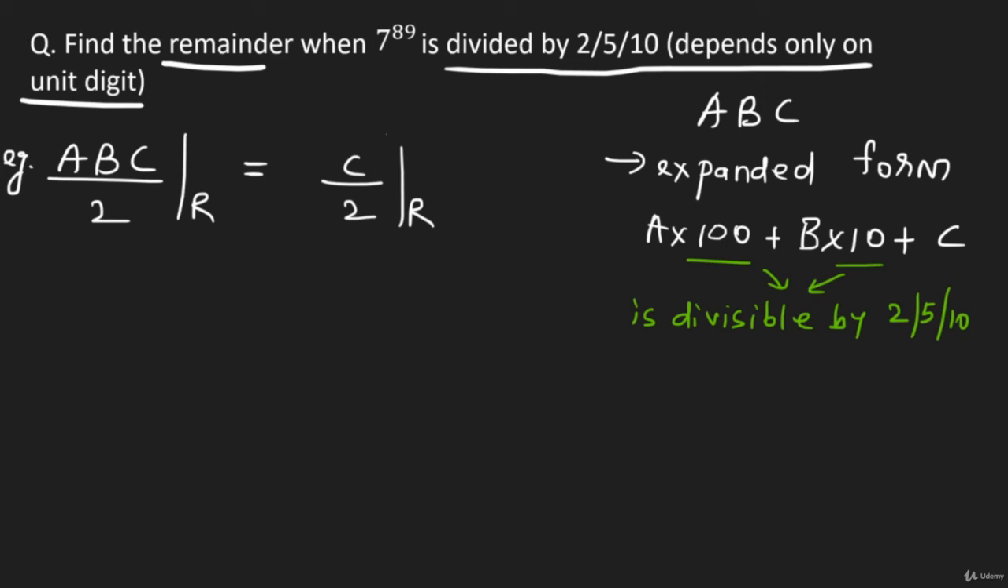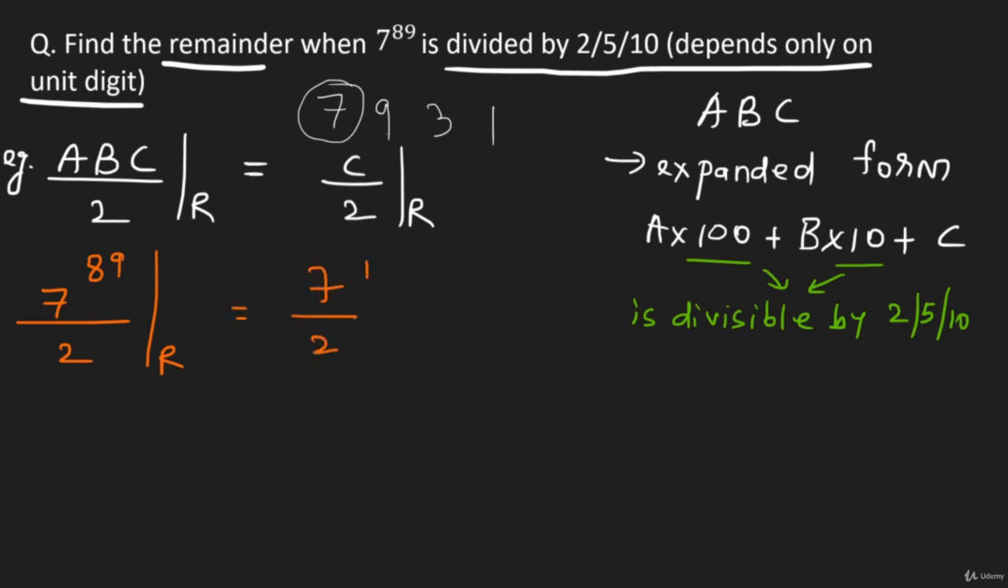The question says 7 to the power 89 divided by 2, what's the remainder? We have seen that this will only depend on the unit digit, and we have seen in a previous section that 7 has the power cycle 7, 9, 3, 1, right? And 89 is of the form 4k plus 1. So when the power is of the form 4k plus 1, the unit digit will be 7. So this expression can be written as finding the remainder of 7 by 2, because the unit digit of 7 to the power 89 is 7. Now 7 by 2, if you want to find the remainder, that's 1, because 7 is 3 into 2 plus 1.